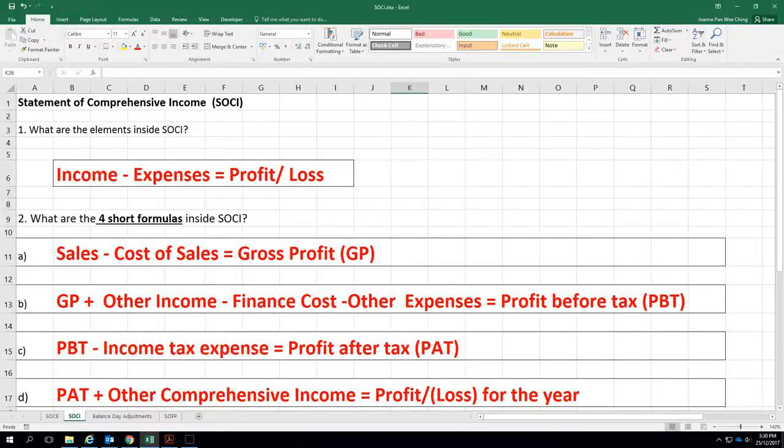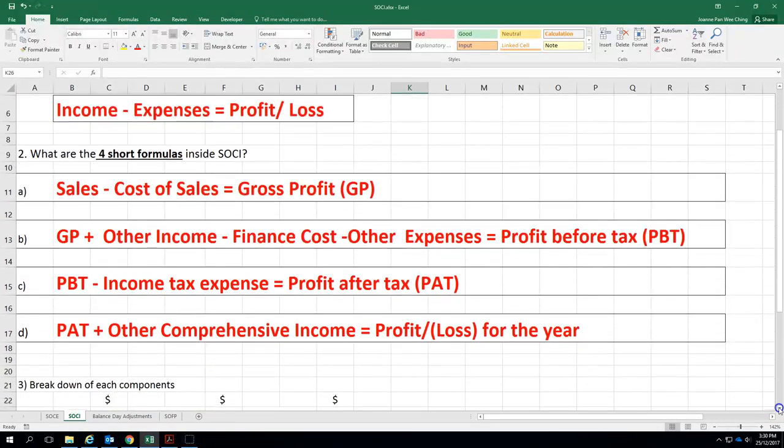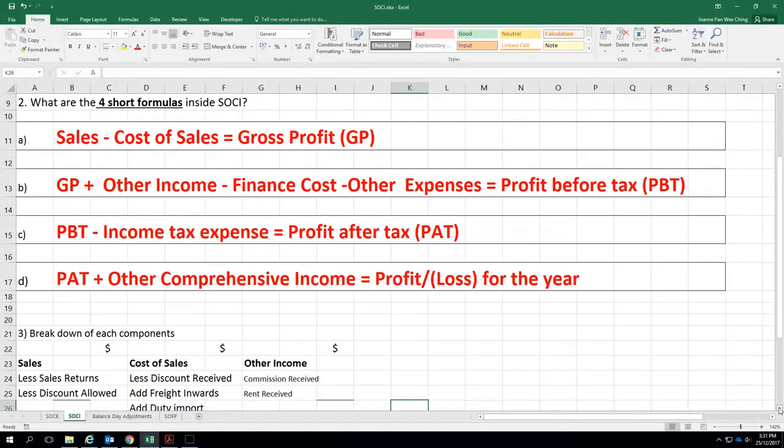That is in short. Okay, so what we are learning today is the 4 short formulas inside SOCI. The first short formula is A: sales less cost of sales equals gross profit. So how does it relate to income and expenses elements? Sales from the point of business are income for the business by selling either their products or by offering their services.